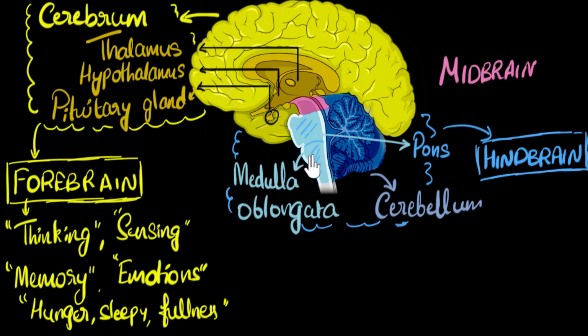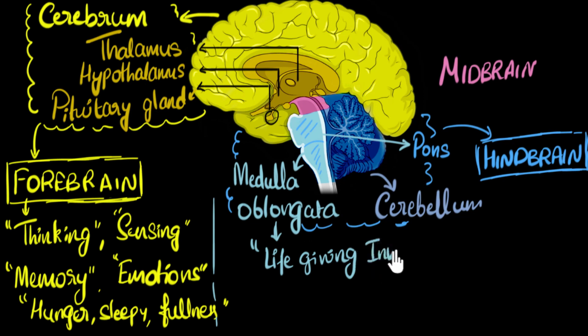So what does the medulla oblongata do? Well, again, it controls most of the life-giving involuntary processes. Involuntary processes. That means these are the most essential for life, like your heart beating, your breathing, digestion, all of those essential things are taken care of by your medulla oblongata.